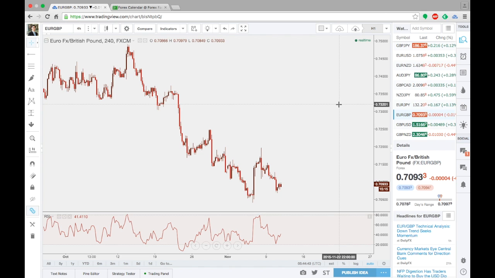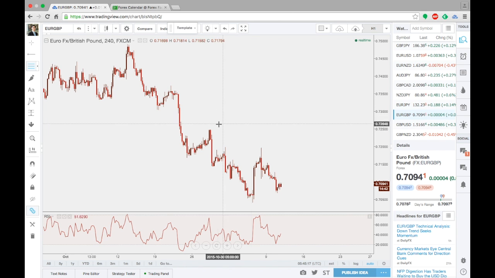Let's talk a little bit about the fundamental aspect of the Euro. Everyone knows, if you follow the news, that the Euro is fundamentally very weak. When you look at this chart, you are also looking at a downtrend, where price is forming lower lows and lower highs. So technical and fundamental are both aligned, and this gives you extra confidence when you are taking a trade where both are in confluence.